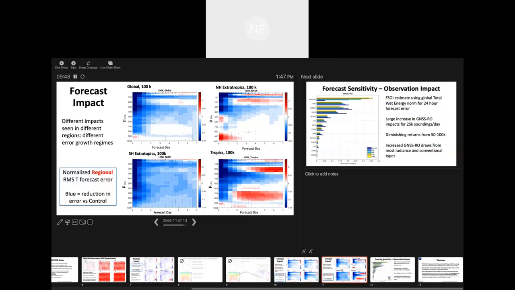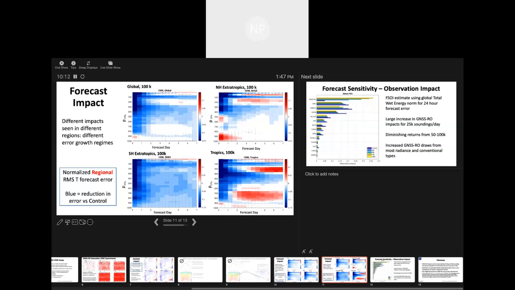So here I've broken down that same plot, which is now in the upper left, into 3 other regions. Instead of using the entire global region, we're looking at the northern hemisphere extratropics in the top right, the southern hemisphere extratropics in the lower left, and the tropics in the lower right. And this is all for the 100,000 additional RO case, just so that you can see it more clearly.